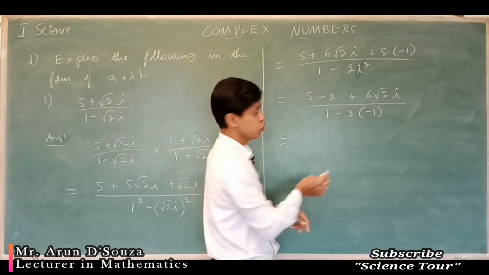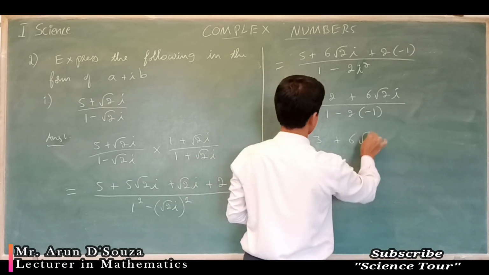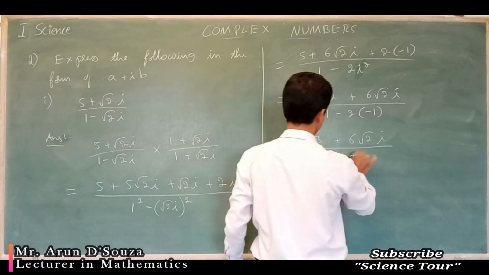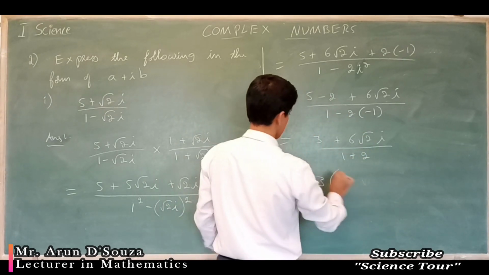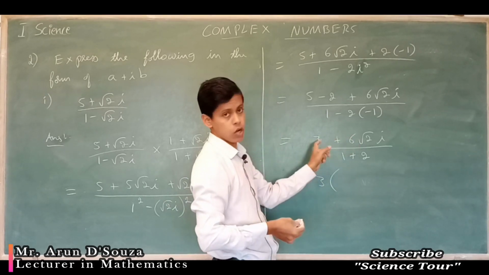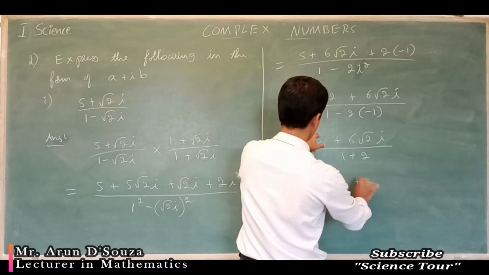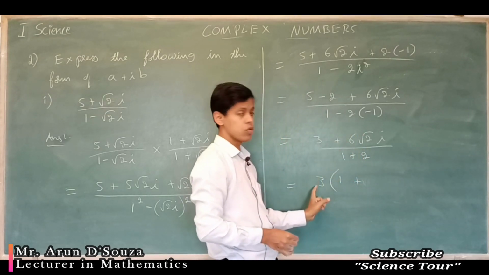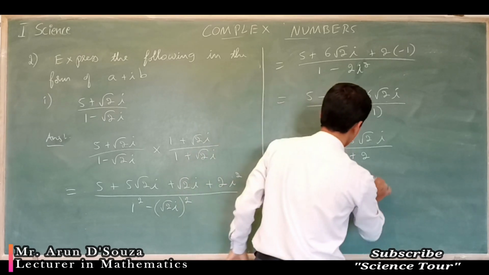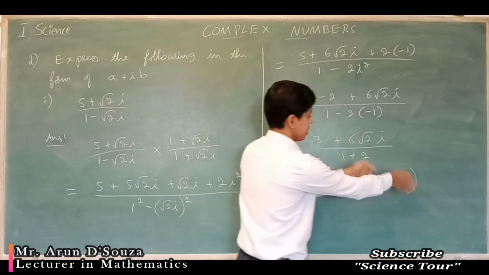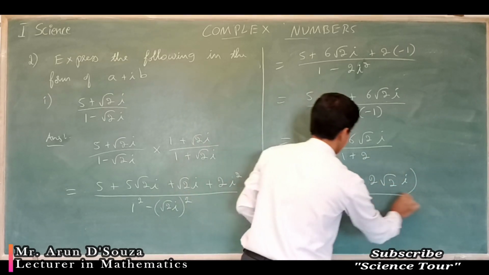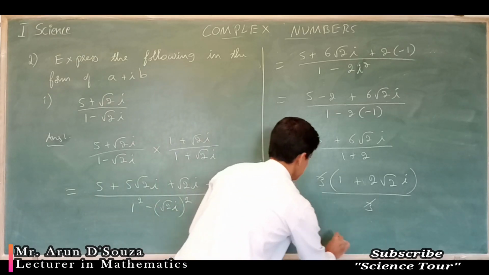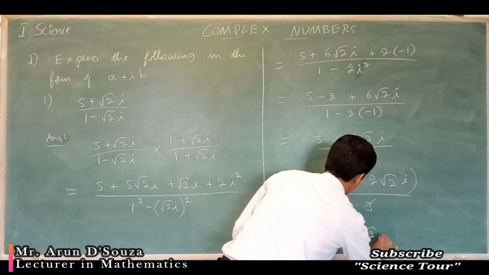So this is 5 minus 2, which is 3. And this is 6 root 2i divided by 1 plus 2. So 1 plus 2 is 3. You can take 3 common out of this, so this will be 1 here. And from 6, you have to take 3 out, so what will remain is 2. And the remaining things are same, correct? Divided by 1 plus 2. So you can cancel out this 3, and your final answer is 1 plus 2 root 2i.